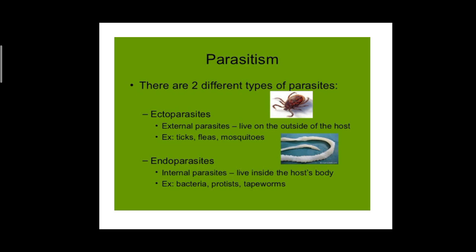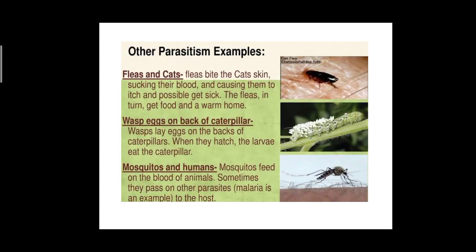Another one is endoparasites or the internal parasites. They live inside the host body. Example, bacteria, protists, and tapeworms. So, nakakaharm sila mula dun sa loob ng katawan ng host. So, other parasitism examples, fleas and cats. The fleas bite the cat's skin, sucking their blood and causing them to itch and possibly get sick. The fleas in turn get food in a warm home. So, yung parasite dito, yung fleas, at yung host naman is yung cat. Yung cat yung naaapektuhan ng interaction, samantalang nakikinabang naman yung fleas.